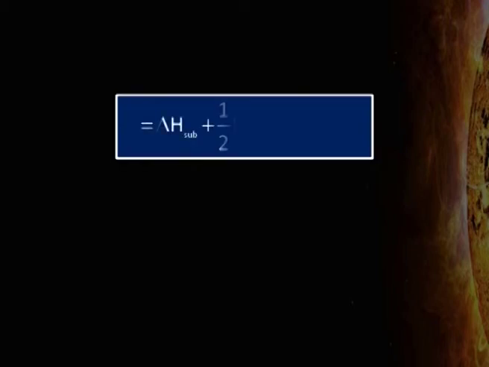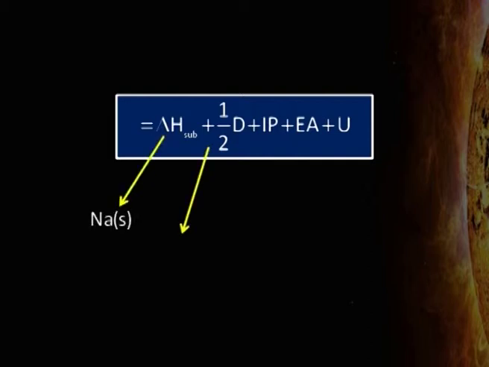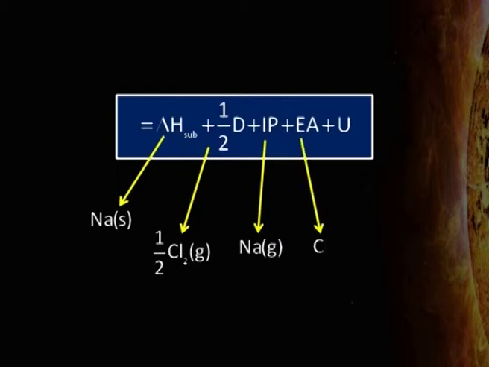Hence, the total energies involved in these 5 steps will be equal to delta H sublimation of sodium, plus half of dissociation energy of chlorine gas, plus ionization energy or ionization potential of gaseous sodium, plus electron affinity of chlorine. This electron affinity has to be negative. Plus lattice energy of sodium chloride. This lattice energy must also be negative.